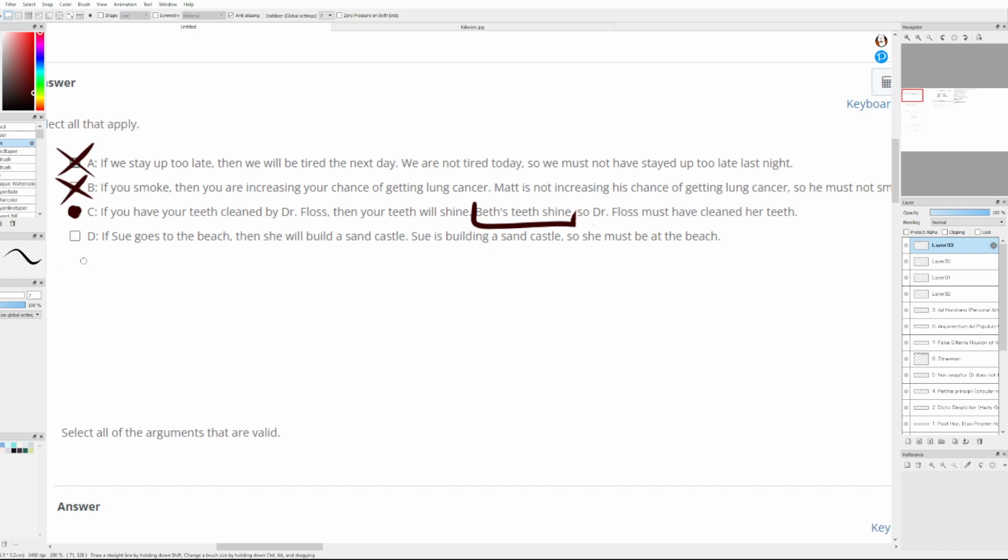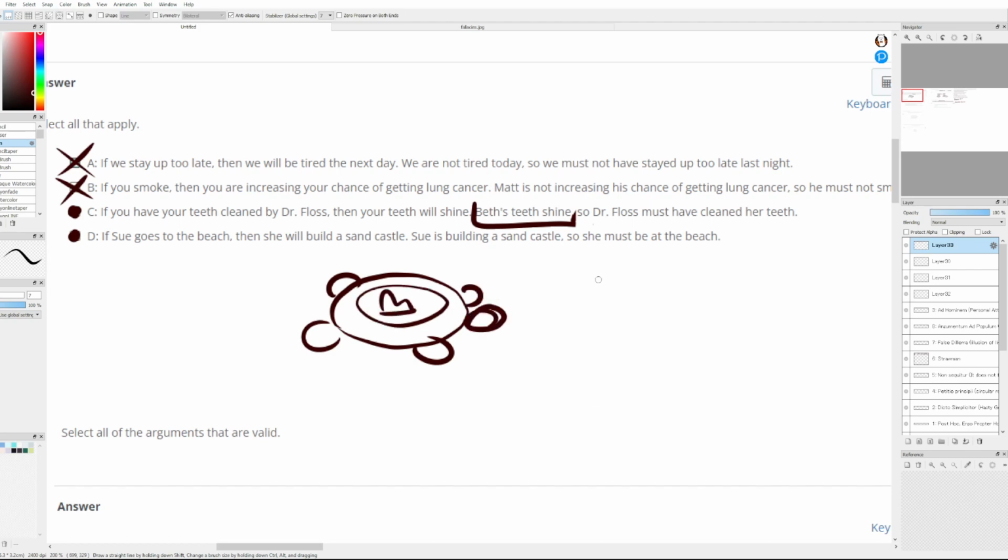Anyway, moving on to D. If Sue goes to the beach, then she will build a sandcastle. Sue is building a sandcastle, so she must be at the beach. This one is also invalid because she could be building a sandcastle in one of those little turtle sand bin things. She doesn't necessarily have to go to the beach to build a sandcastle.